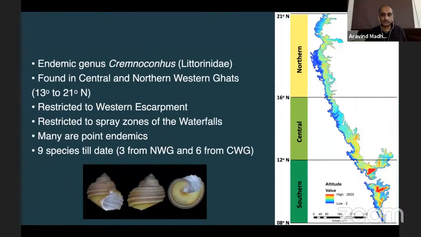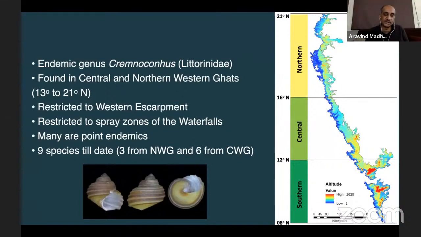Diversified means there are not one or two species; there may be around 20 to 30 species in the Western Ghats, and it's endemic to the Western Ghats above 12 degrees up to 21 degrees. They are not found in Kerala, but only in the Karnataka and Maharashtra regions of the Western Ghats. And interestingly, they are only found in the spray zones of the waterfalls on the western slope of the Western Ghats, not in the eastern slopes.